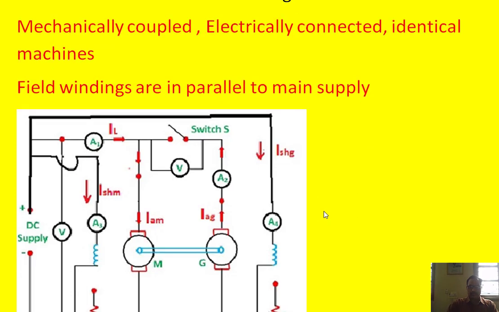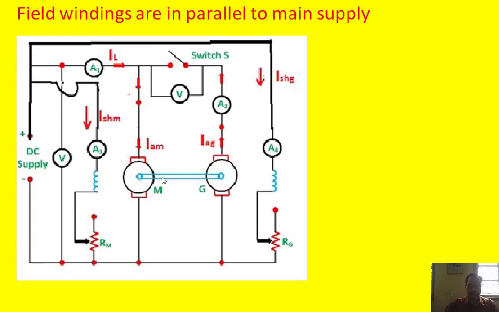When we look at the diagram, it appears like this. This is the DC supply, and this is the motor, and this is the generator, which are coupled mechanically. Here this is the motor armature, and the current that goes into the motor is called IAM. This current comes one from the main supply that we call IL, the other from the generator armature when the switch is closed.